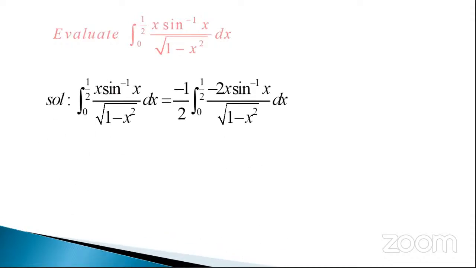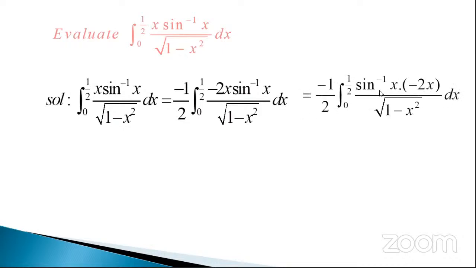Now, next problem. Integral over 0 to 1 by 2 of x into sine inverse x by under root of 1 minus x square dx. The numerator and denominator we multiply with minus 2. Here minus 1 by 2, minus into minus is plus. This 2 gets cancelled. X into sine inverse x by root of 1 minus x square. It can be solved by the u into v method.